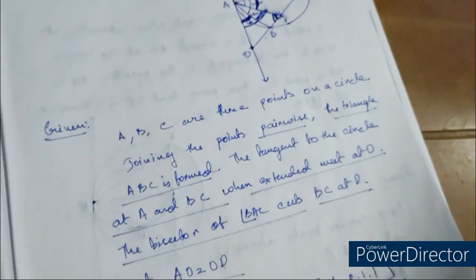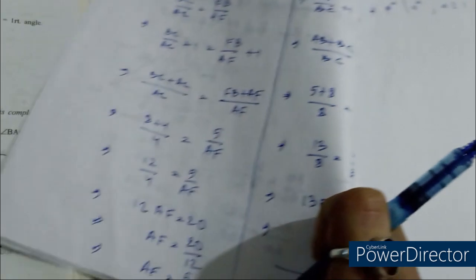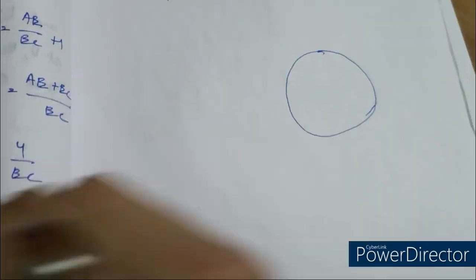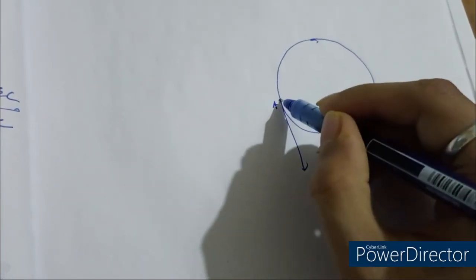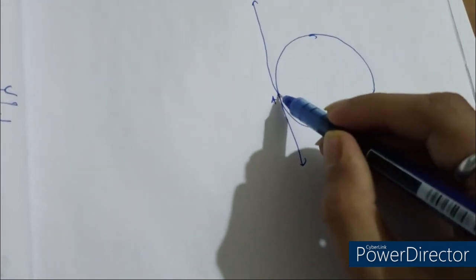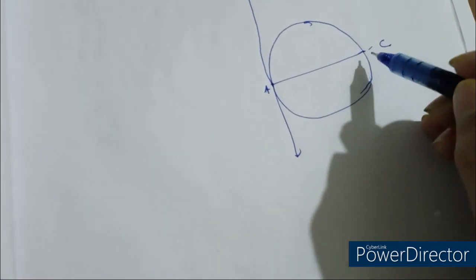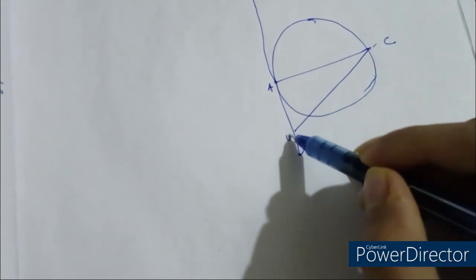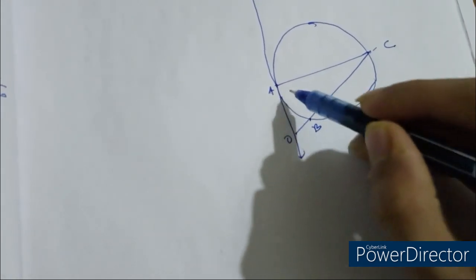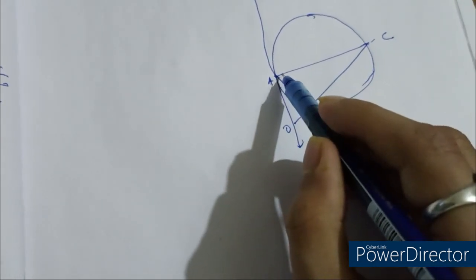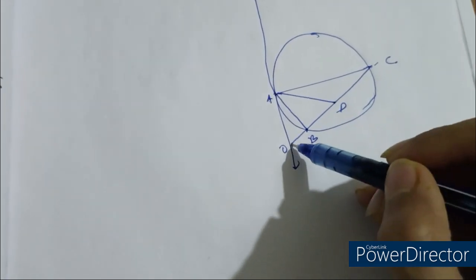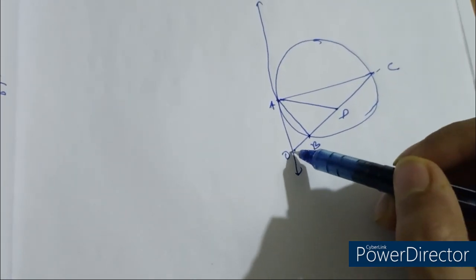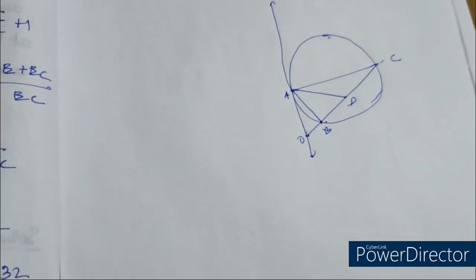See here, I am drawing the diagram one more time. This is our circle there. So at point A there is a tangent. AC is joined. OB is a point. AB is joined. This AD is the bisector of angle BAC. I have to prove that OA is equal to OB. I have to prove. Yes, OA is equal to OB.